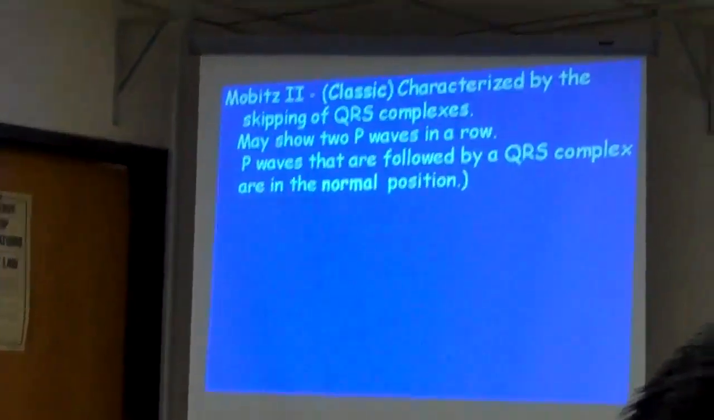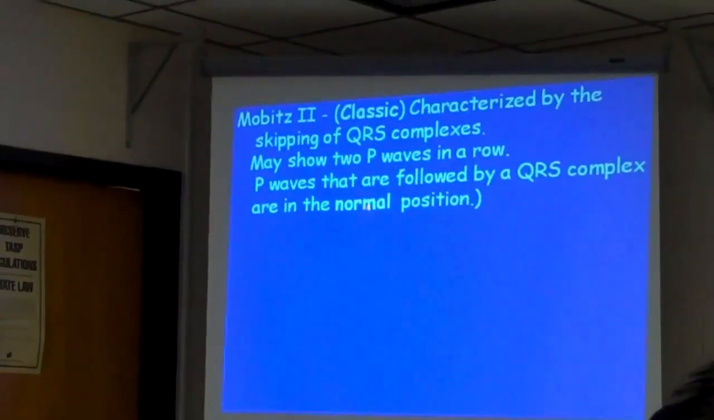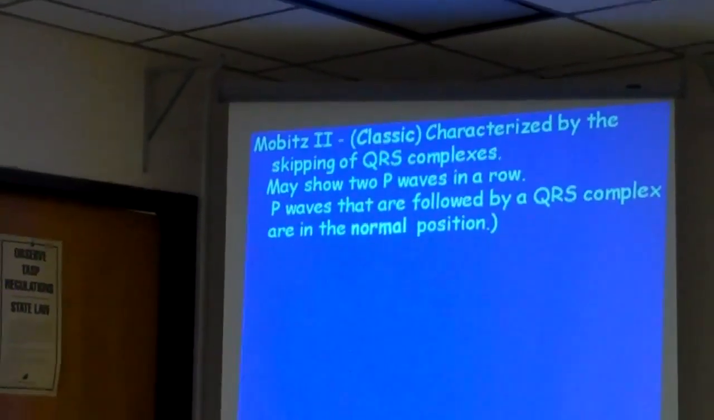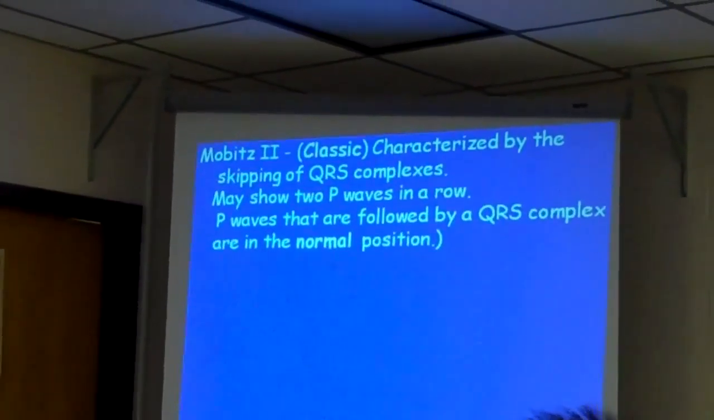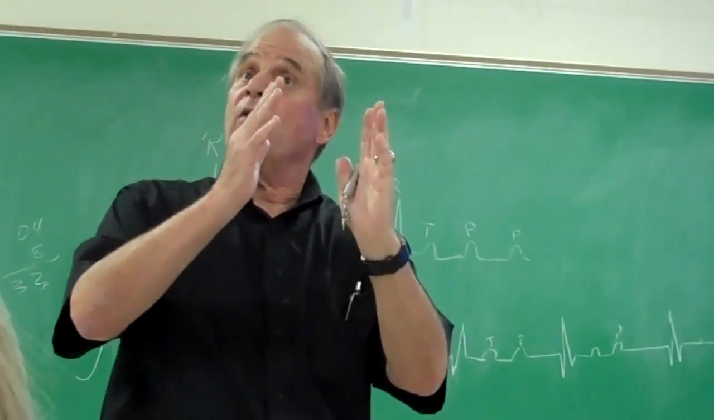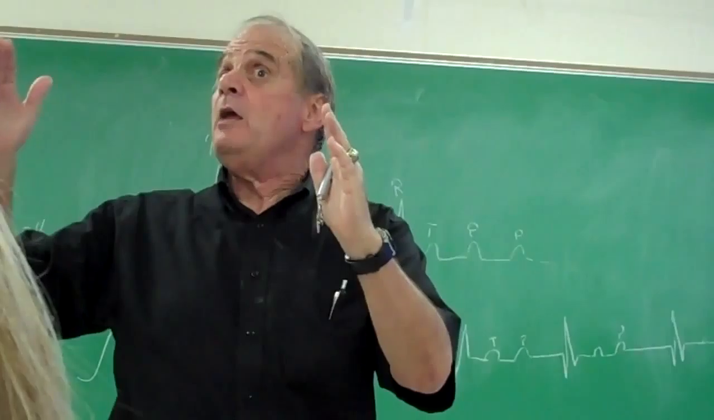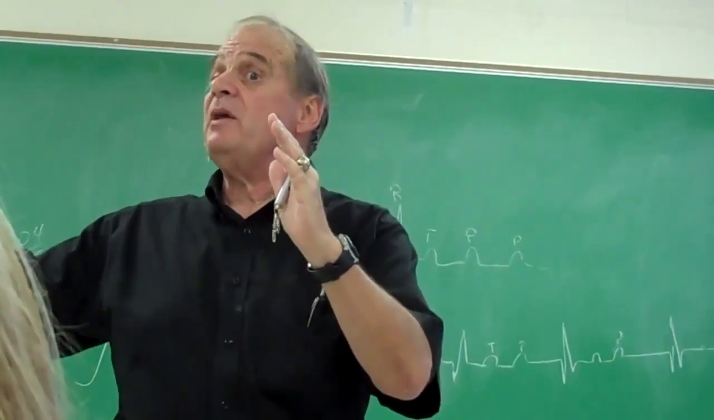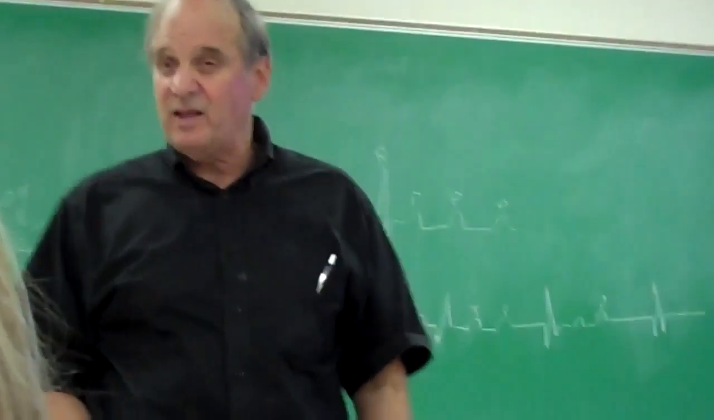Look up here. P waves that are followed by a QRS are in the normal position. A P wave that is followed by a QRS is normal; in other words, it's not greater than 0.2 of a second. It's in the normal range. However, there will be P, Q, R, S, T, then P, P, P skipping these, then maybe P, Q, R, S, but it'll be normal. Now, you kind of get the idea on that?